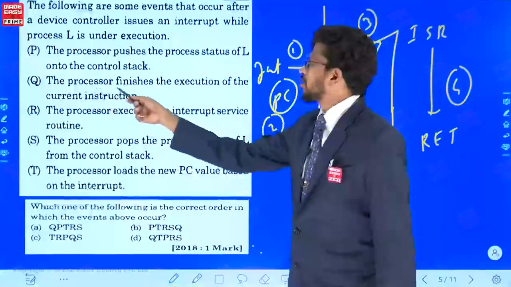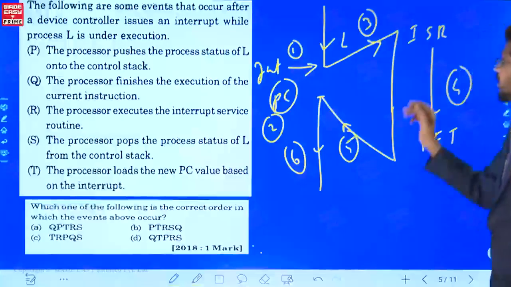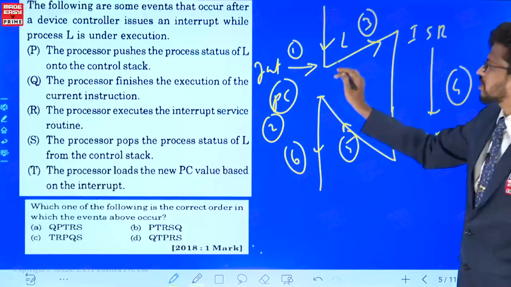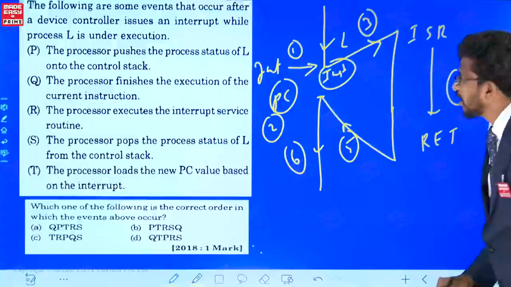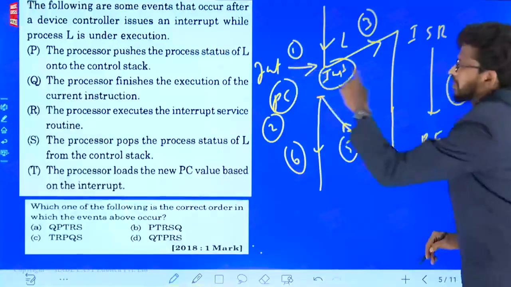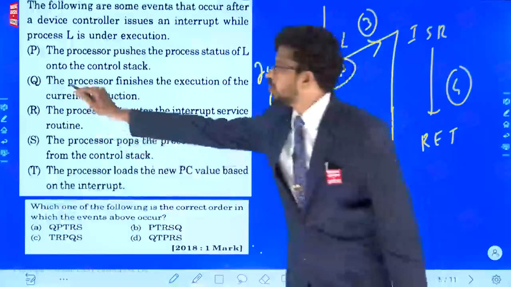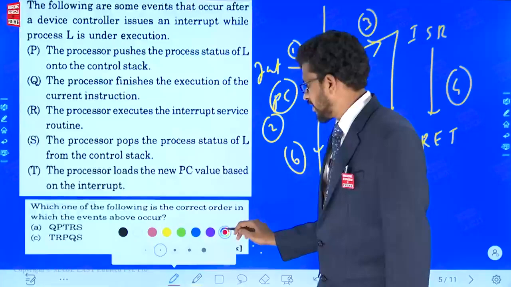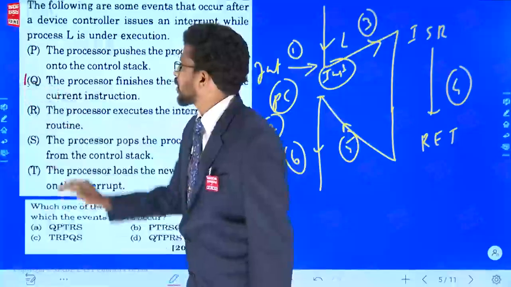Next one, the processor finishes the execution of the current instruction. Yes, that is true. Whatever instruction was being executed, at that time the interrupt occurred. So it will first finish the instruction. That is the first one. If I mark the sequence, it will be easily understood. So number 1 is Q.